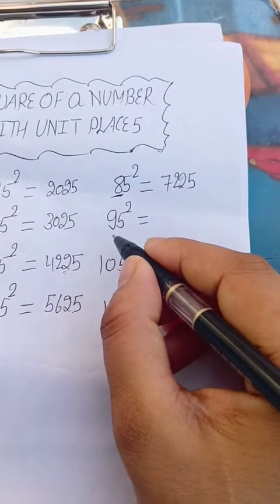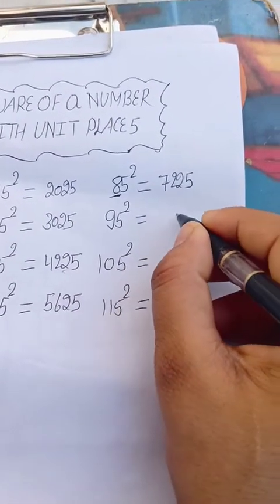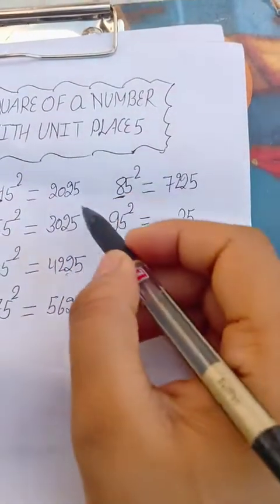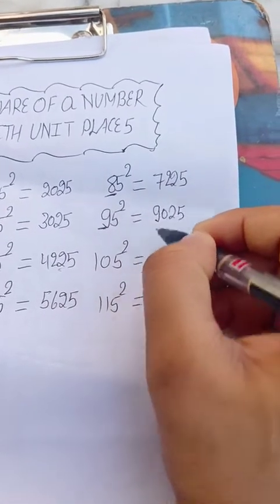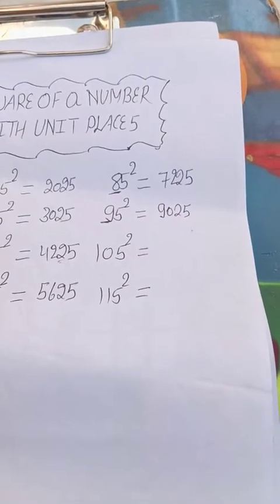Similarly we will find 95 square. In 95 square the last two digits will be 25, and the successor of 9 is 10. So 9 tens are 90, which means 9025 will be the square of 95.